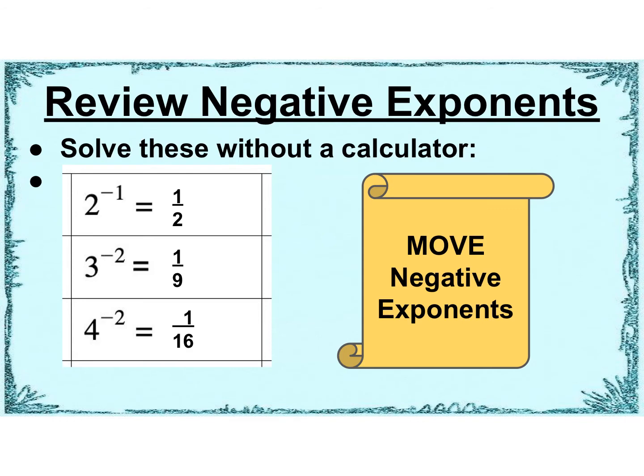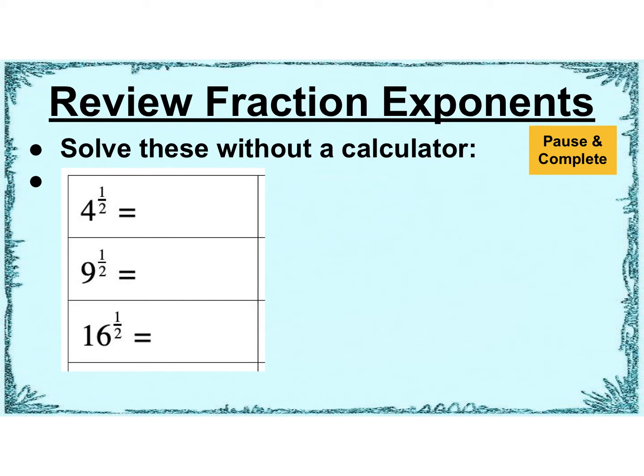So 2 to the negative 1 is 1/2, 3 to the negative 2 is 1/9 because it comes from 1 over 3 squared, and then 4 to the negative 2 is 1/16 because we move the negative exponents. We make them a reciprocal. We don't make the number itself negative. Go ahead and try these.